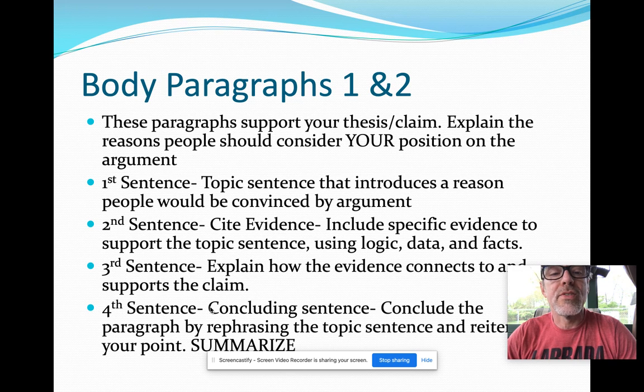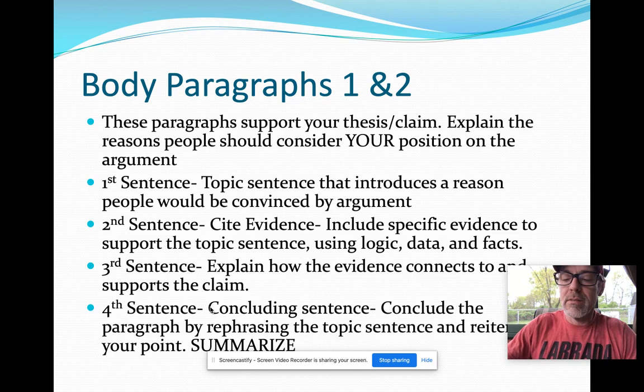Okay, body paragraphs. The next 2 paragraphs, that's paragraph 2 and 3, are going to support your claim. That's your thesis. Why people should consider your position. So in the first sentence, you would have your topic sentence, the reason. The second sentence would be evidence. That could be data, that could be facts, that could be logic, things that support that first sentence of the paragraph, the topic sentence. Connect it to evidence and support it in the third sentence. And then the fourth sentence would conclude that paragraph by rephrasing what it is that paragraph's point was. Okay.